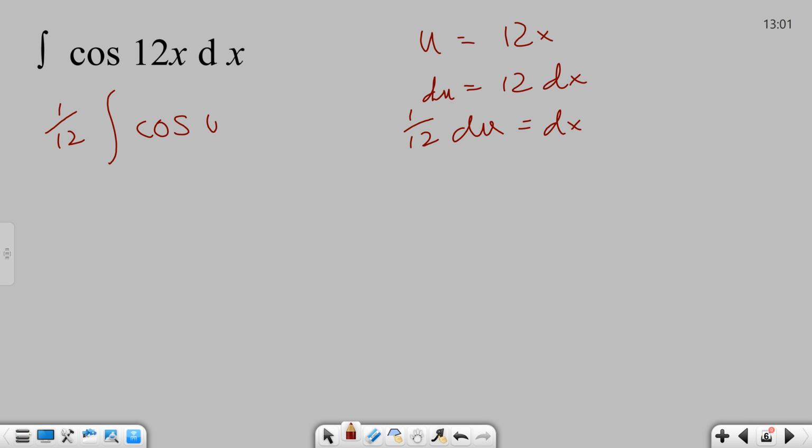Cosine of u du. What's the antiderivative of cosine? Sine. Sure it's not negative sine? Yeah. All right, just checking.